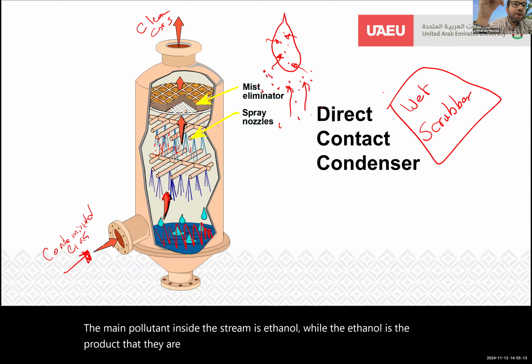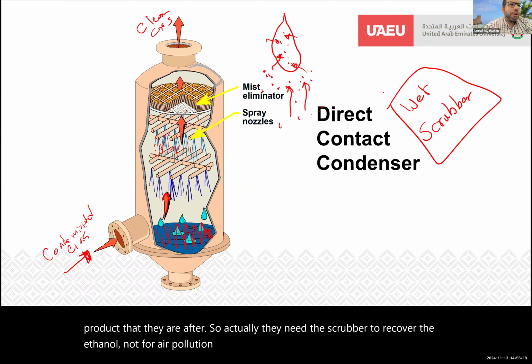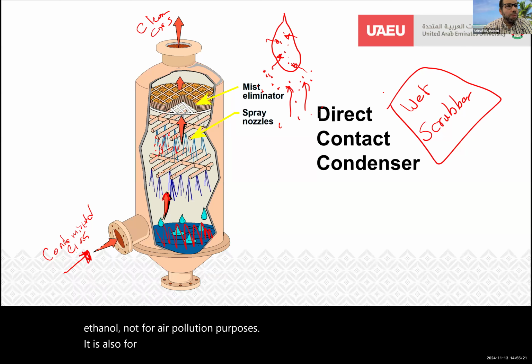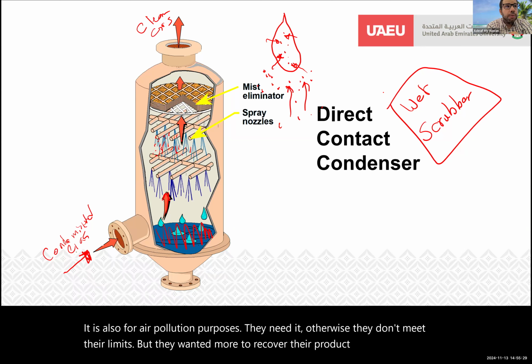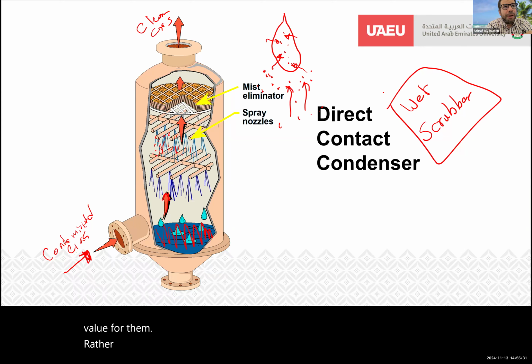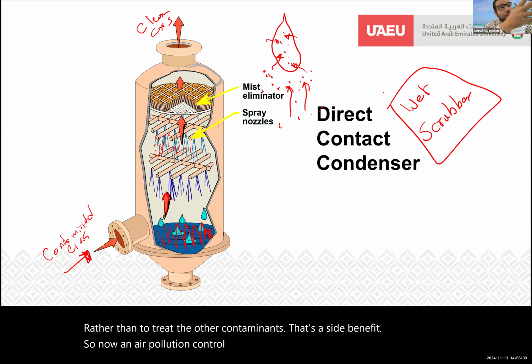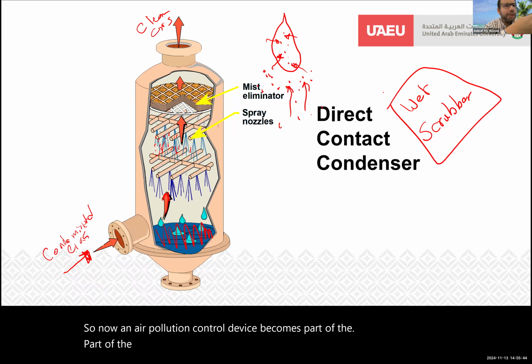So actually, they need the scrubber to recover the ethanol, not for air pollution purposes. Well, it is also for air pollution purposes. They need it, otherwise they don't meet their limits. But they want it more to recover their product. That's an added value for them, rather than treating the other contaminants. That's a side benefit. So now the air pollution control device becomes part of the process and an air pollution control device at the same time. Does it make sense?